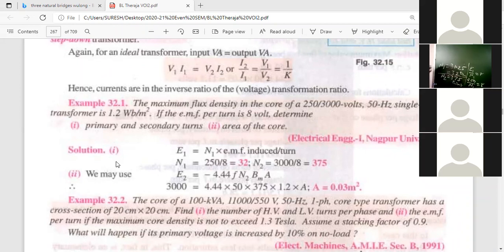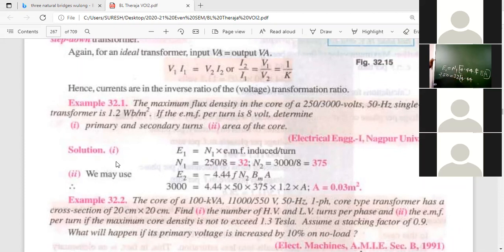Now come to the second bit, area. We know the EMF equation of transformer. That is E1 is equal to N1 into 4.44 FBA. E1 is 250. N1 is 32. That is 4.44.